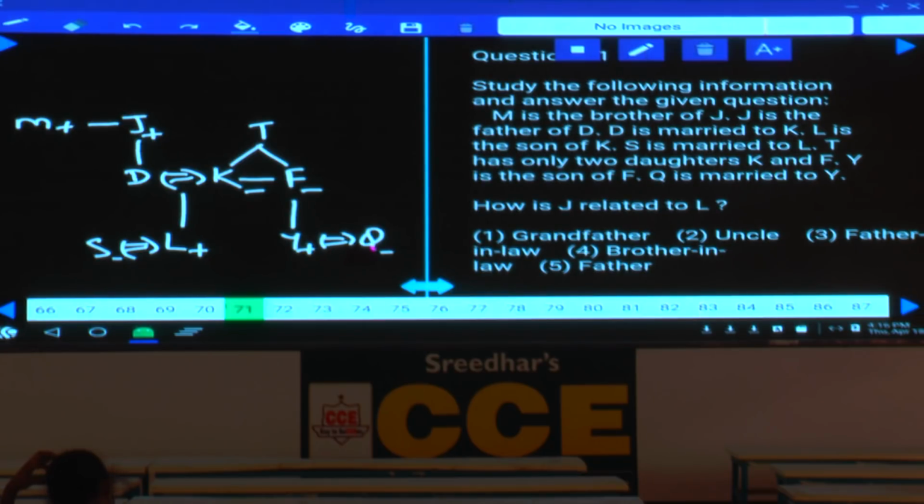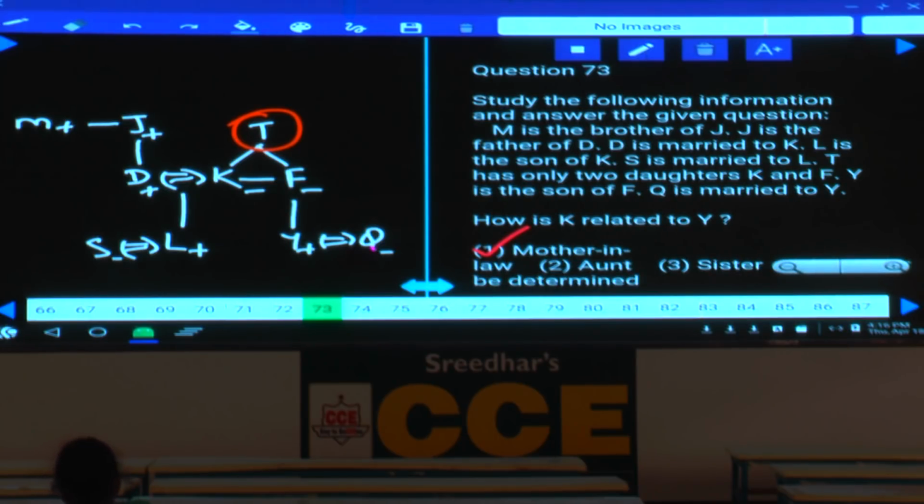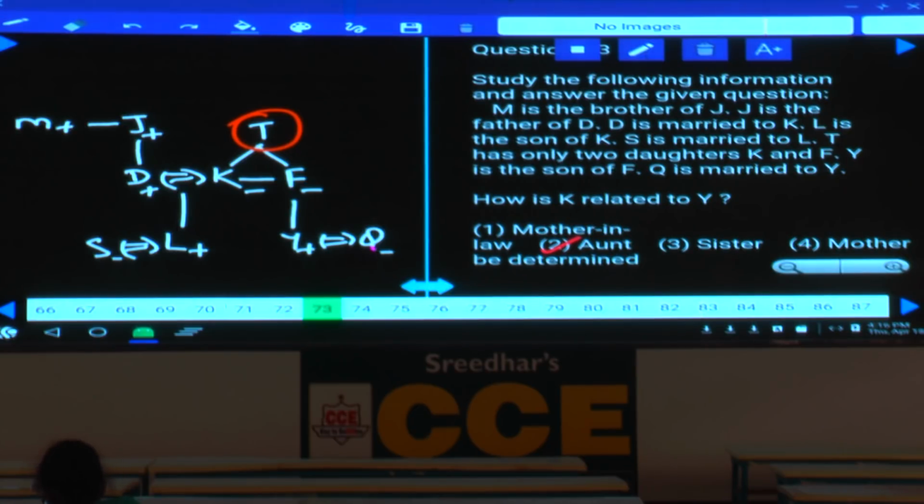Then question number 71, how is J related to L? Now L's father is D. Father's father, that is grandfather, that is choice 1. Then question number 72, how is T related to D? The gender of this T is not known. As T's gender is not known, T could be either the father-in-law or the mother-in-law of D, hence cannot be determined, choice 1. Then question number 73, how is K related to Y? Now Y's mother's sister, aunt, that is choice 2. 73, choice 2.